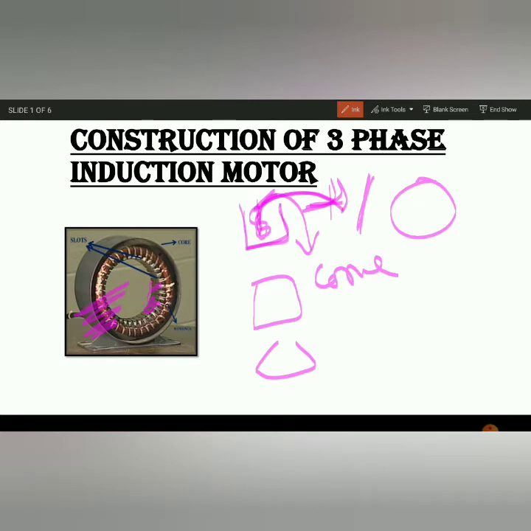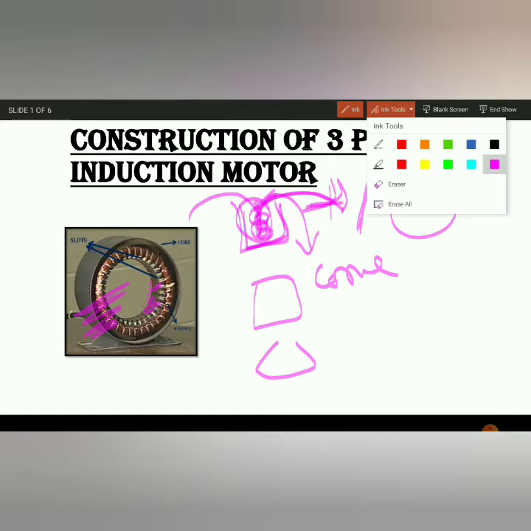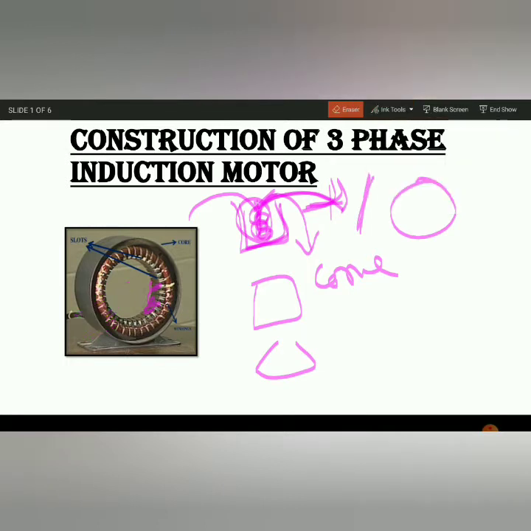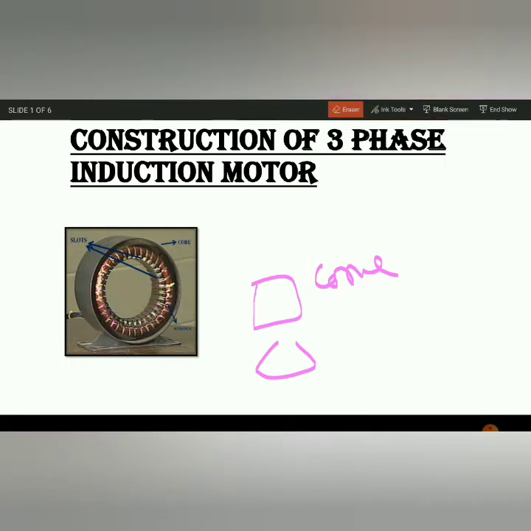But the advantage is that if we keep a winding inside it and any fault occurs, since it is an open type, the repairing is very easy. The identification of the fault is also very easy. So this is about the open type. Now what about the fully closed type? So this is a fully closed type.